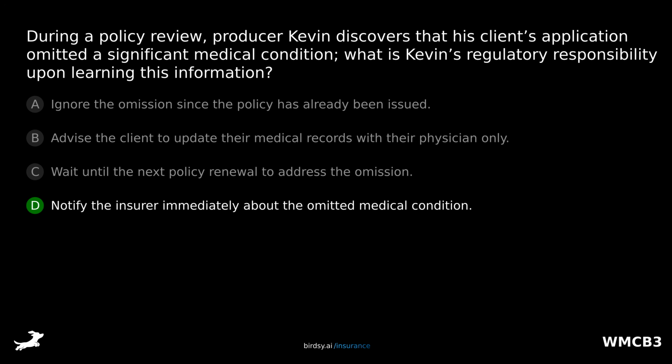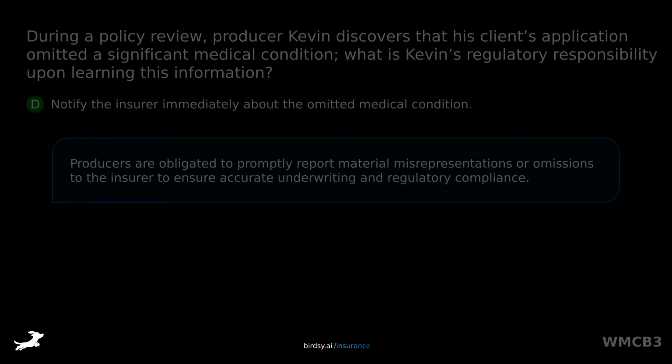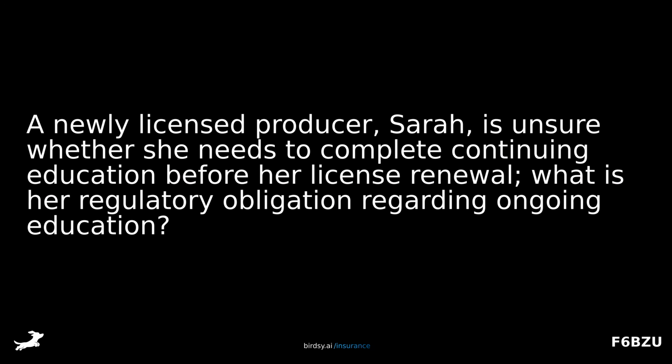The correct answer is D, notify the insurer immediately about the omitted medical condition. Producers are obligated to promptly report material misrepresentations or omissions to the insurer to ensure accurate underwriting and regulatory compliance. A newly licensed producer, Sarah, is unsure whether she needs to complete continuing education before her license renewal. What is her regulatory obligation regarding ongoing education?